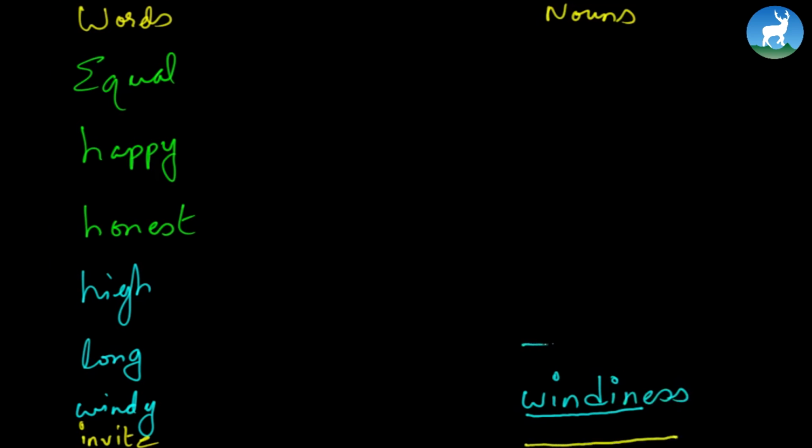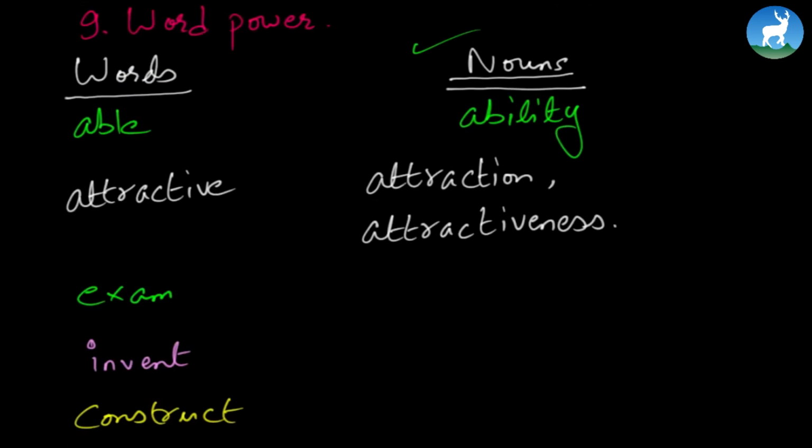Now, with the help of a dictionary, you can do it for invite. You can do it for long. You can do it for high. You can do it for honest, for happy, for equal, right? And similarly, you can now do it for exam, you can do it for invent, and of course you can do it for construct as well. Make sure to get the best help from the dictionary.